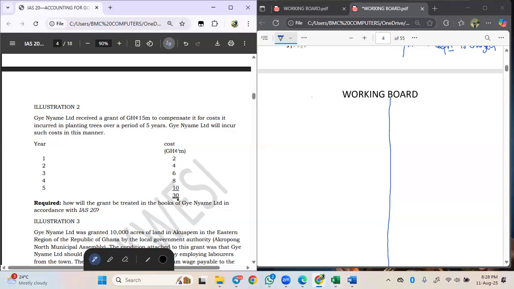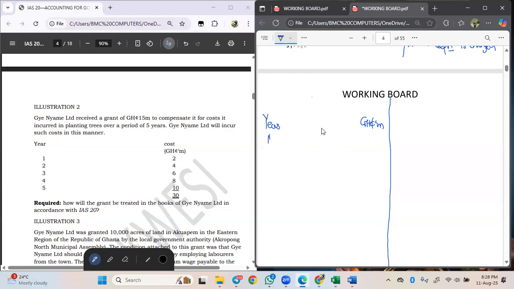Now, the grant that we've received, we have to apportion it. We have to do it in such a way that all the years, year 1 to 5, will get a fair share of the grant, 15 million. So this one is just a simple question. Let me put it that way. So we have year 1. Let me bring the millions sign here.